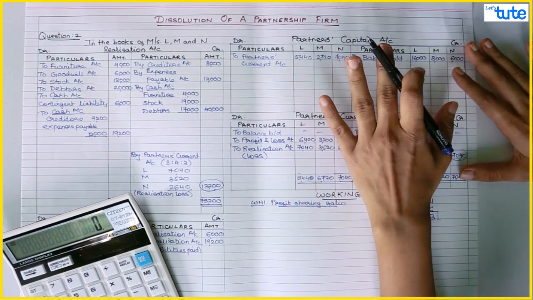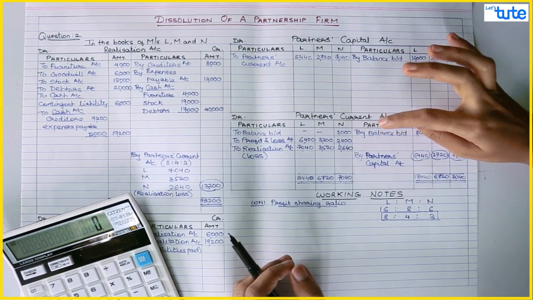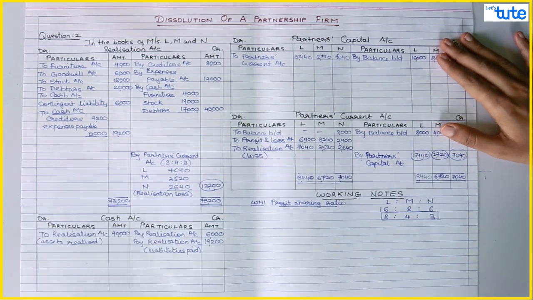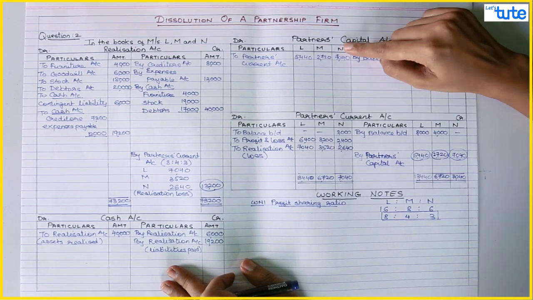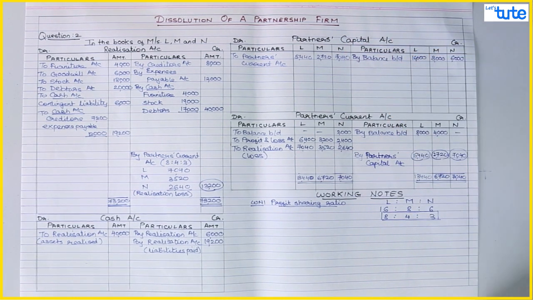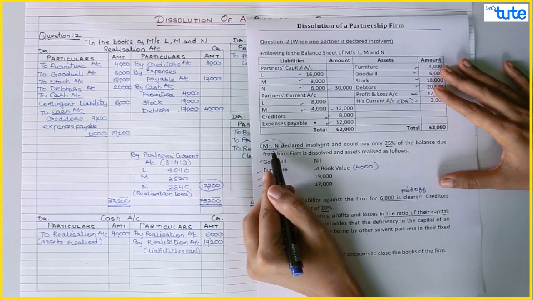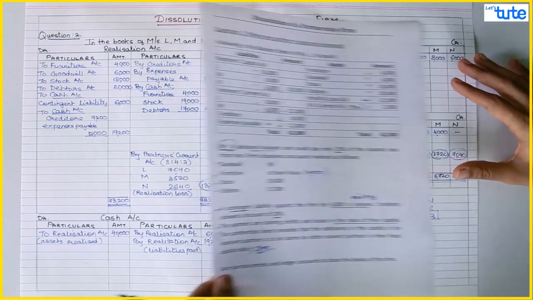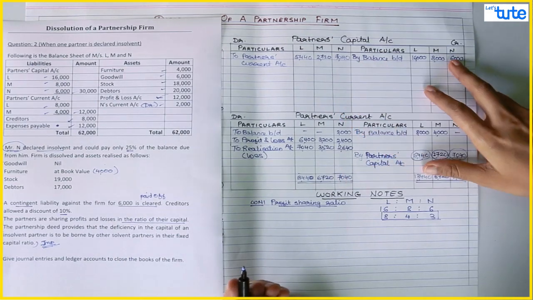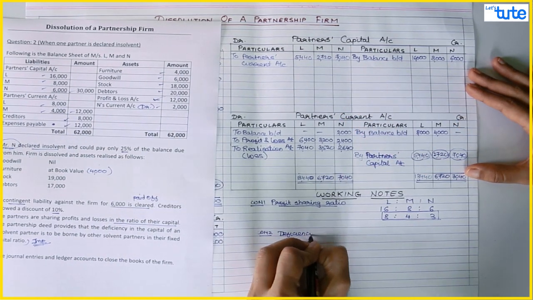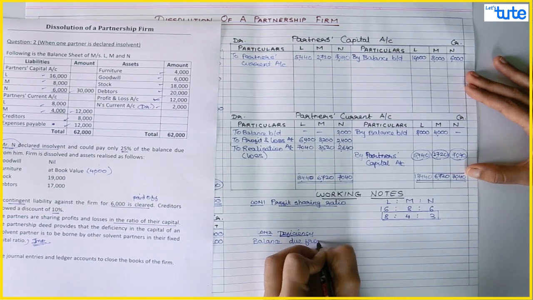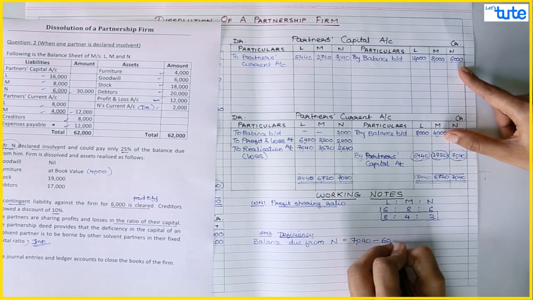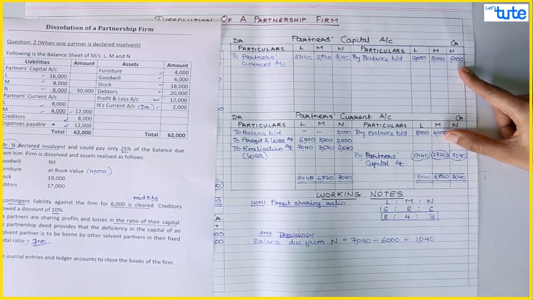Now when we close finally capital account, whatever balance is left in your capital, if it is a credit balance, that means the amount is payable to partners, that would be paid from your cash account. But if you see now in partner N, they have given us in question, partner N is declared insolvent and could pay only 25% of the balance due. So first of all, we'll check whatever the amount is balance due from partner N. So we'll say working note 2, this is about the deficiency. Balance due from N. How much is the balance due? 7040 minus 6000, that is 1040 is due from N.